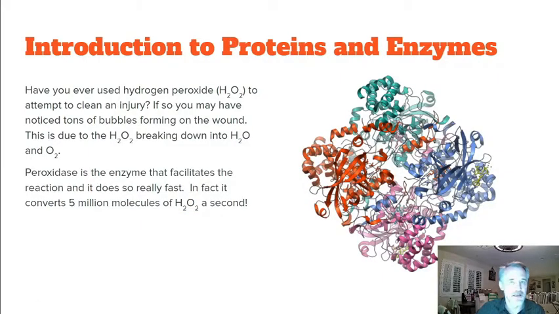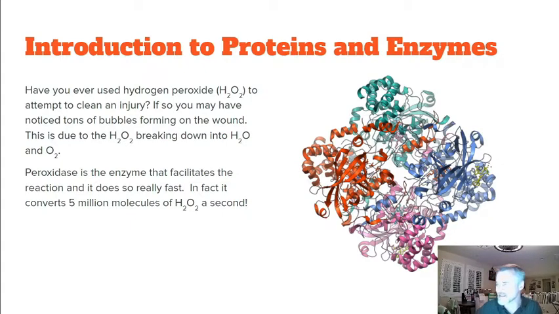All right, so have you ever used hydrogen peroxide? If you've ever gotten a cut or skinned your knee or gotten a cut on your finger or something like that, a lot of times people will pour hydrogen peroxide on it to basically clean out the wound, and it kind of bubbles. Well, the bubbling is basically from an enzyme called peroxidase that's found in your cells. And peroxidase breaks down hydrogen peroxide into water and oxygen. So it's releasing these oxygen bubbles, which is where the bubbles are coming from.